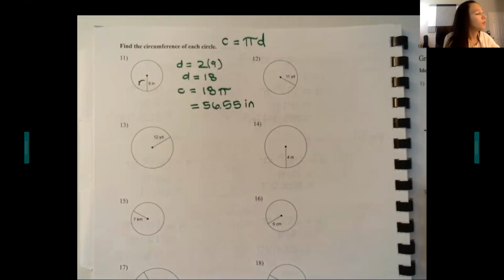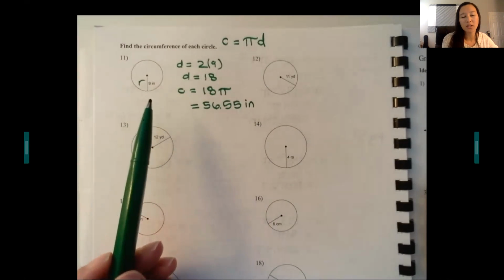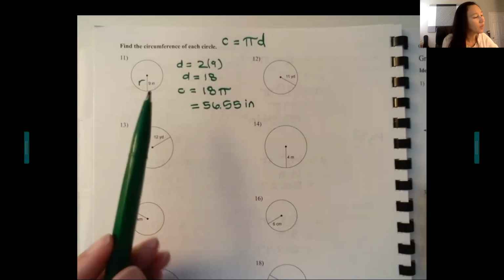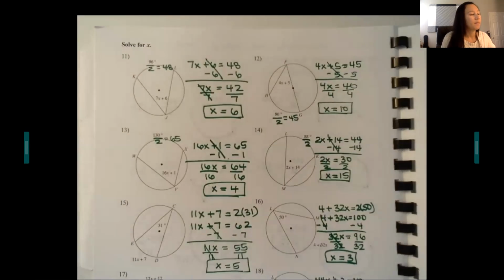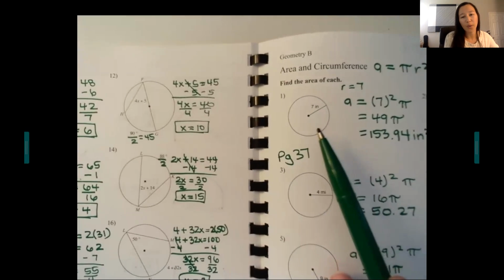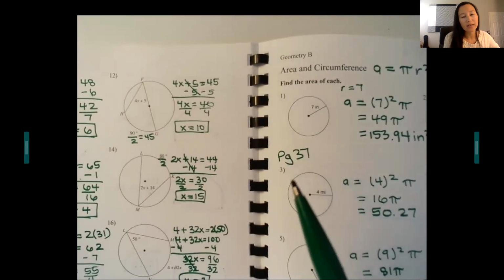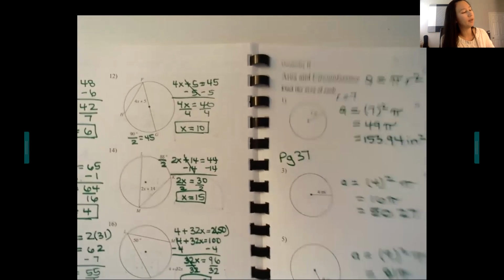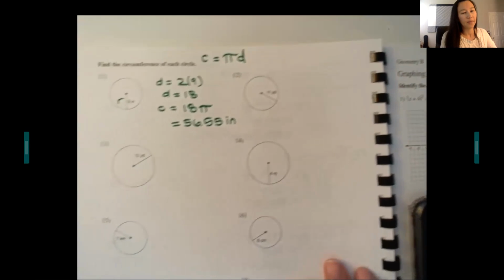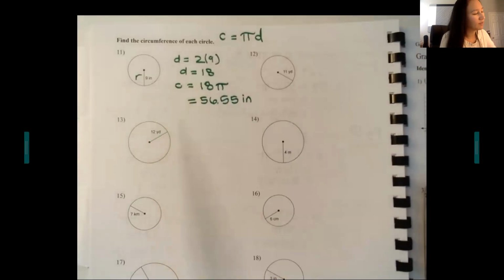So that's something you always want to pay attention to. That's probably the biggest trick that you'll see when they ask you the area or circumference of a circle. Like here, they could very well have given you the diameter, and you would have had to divide it by 2 to figure out the radius before you find the area. And then here they give you the radius, so you have to multiply by 2 to find the diameter first, and then calculate the circumference.